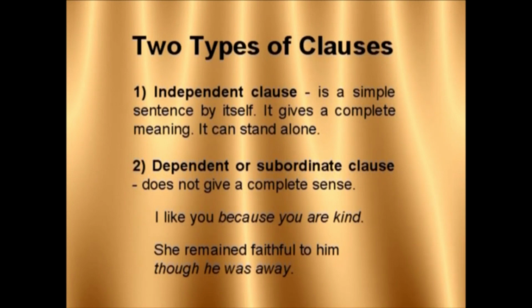Here's another example of a complex sentence. She remained faithful to him though he was away. "She remained faithful to him" is an independent clause. "Though he was away" is a dependent clause. You will notice that even if the dependent clause doesn't give a complete meaning, it has a subject and predicate. In "though he was away," the subject is "he," and the complete predicate is "was away." He, the one being talked about, was away tells something about the subject.